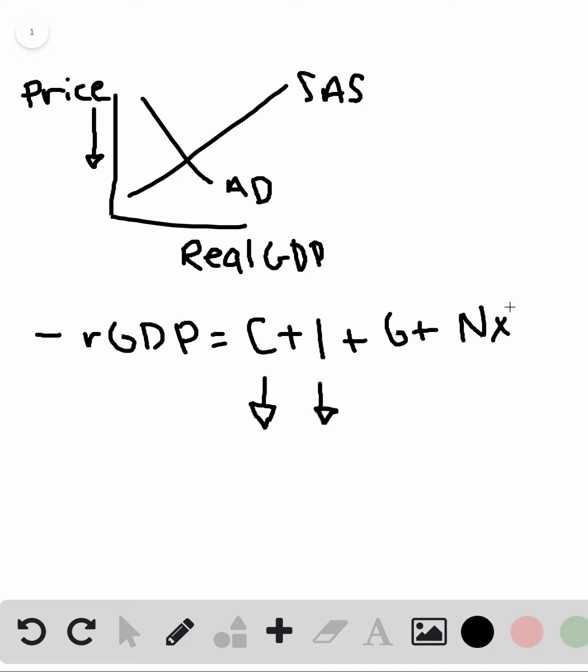Okay. And then if the price levels increase, that means the US goods are more expensive, which means that foreign consumers will be buying less, and the US exports are more expensive. So net exports, which is exports minus imports.